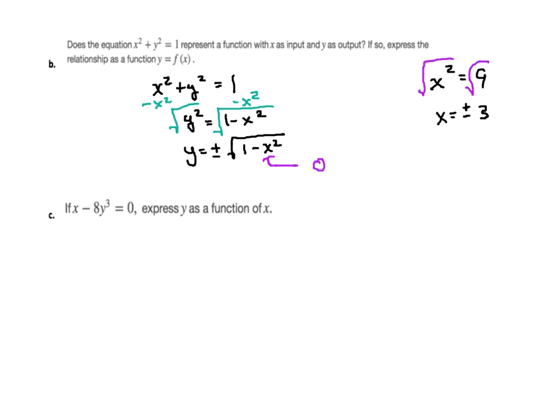If I plug in 0 for x, 0 is fair game to plug in for x. There's nothing wrong with plugging an input value of 0 into this function. So that's going to make it y equals positive or negative square root of 1 minus 0. So I've plugged in 0. So this means y is equal to the positive or negative square root of 1, which means y is equal to positive or negative 1.